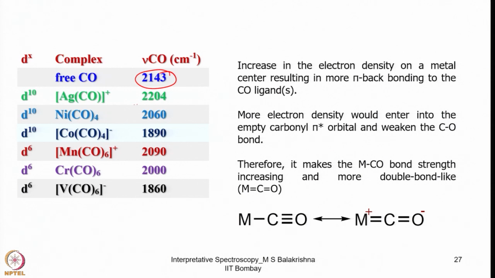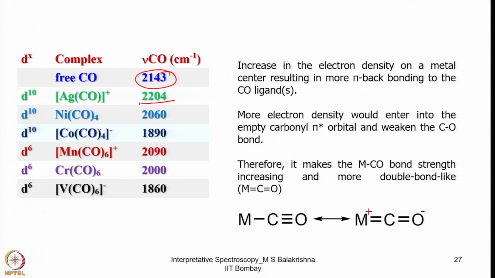And then in case of Ag plus, it is 2204. It's a little higher than the free gaseous. And then nickel tetracarbonyl considerably higher. So that means in nickel tetracarbonyl, it appears that the back bonding is not extensive.